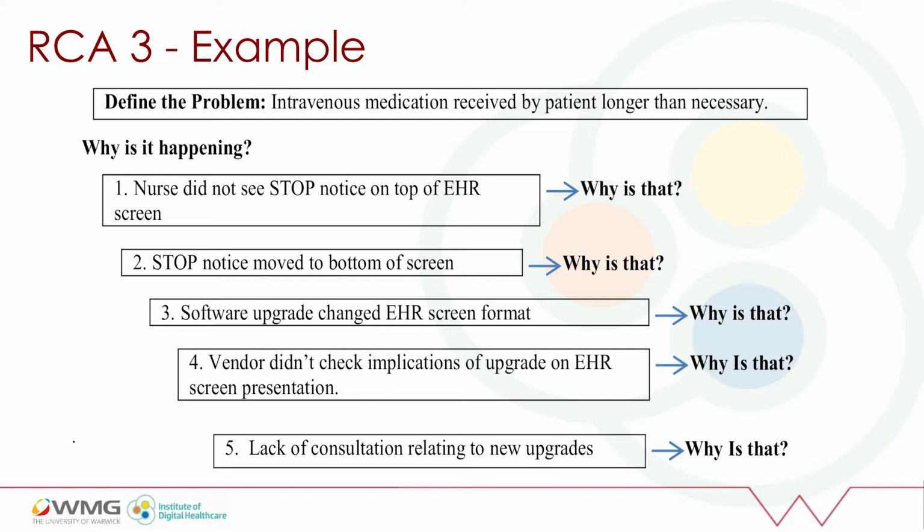When performing RCA, we firstly need to define the problem, which most of the times will be the adverse event that has happened. Then we need to start thinking why this event has happened. This will lead us to a cause, but we don't stop there. Instead, we keep evaluating why that has happened. This will eventually lead to a series of causes until we're happy that the last cause that we have found is the root event.